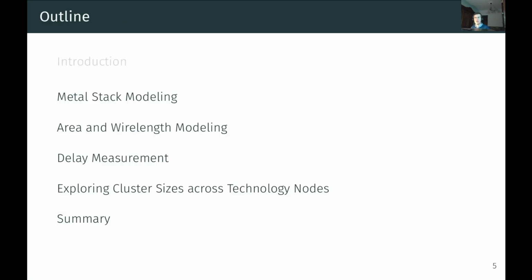The rest of the presentation will proceed as follows. First, I will say something about the metal stack models that we use in this work. After that, I will comment briefly on the area and wire length models, and that will allow us to finally say how we measure the delays of different connections. Here I will also report some initial results, which will then motivate the final study, which is exploring again the optimal cluster sizes across different technology nodes.